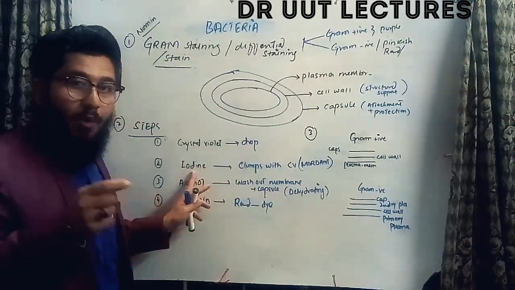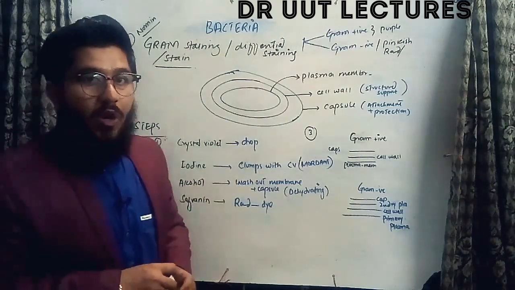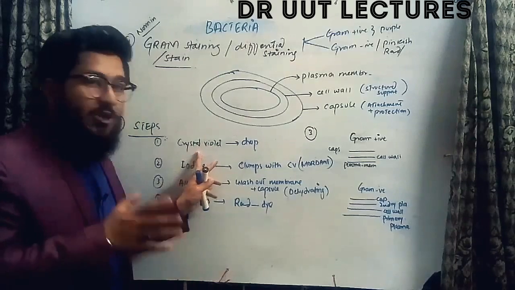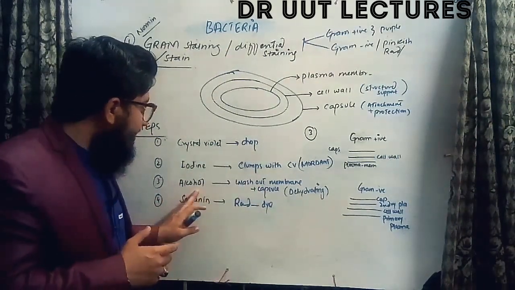Second step is pouring a drop of iodine. Now this iodine, in microbiology we call it a mordant, meaning it is fixing this crystal violet dye on that bacteria. Third point is alcohol.